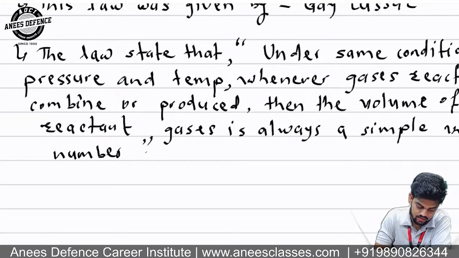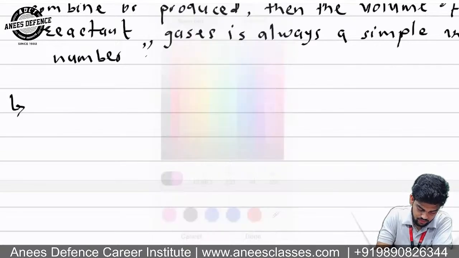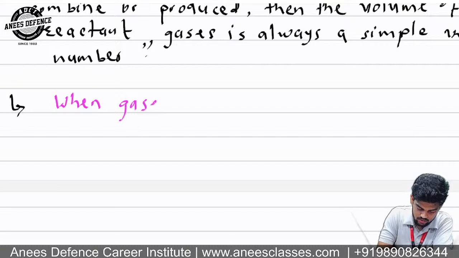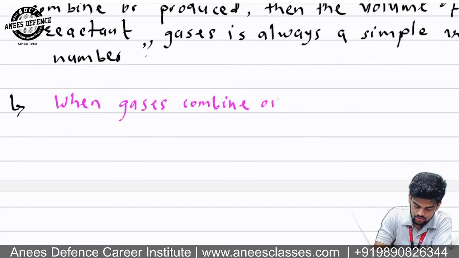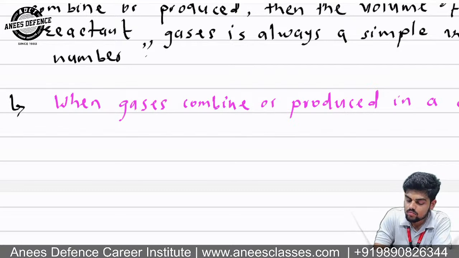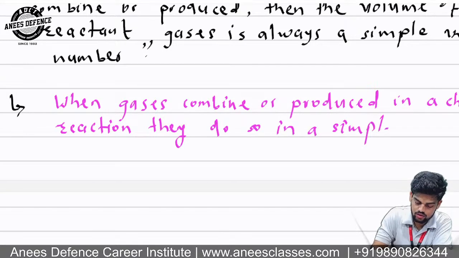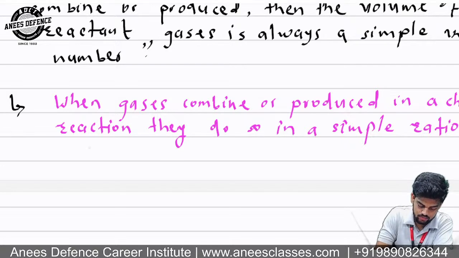इस लॉ को हम एक तरीके से स्टेट कर सकते हैं. फॉर एग्जाम्पल, when gases combine or are produced in a chemical reaction, they do so in a simple ratio of whole numbers.